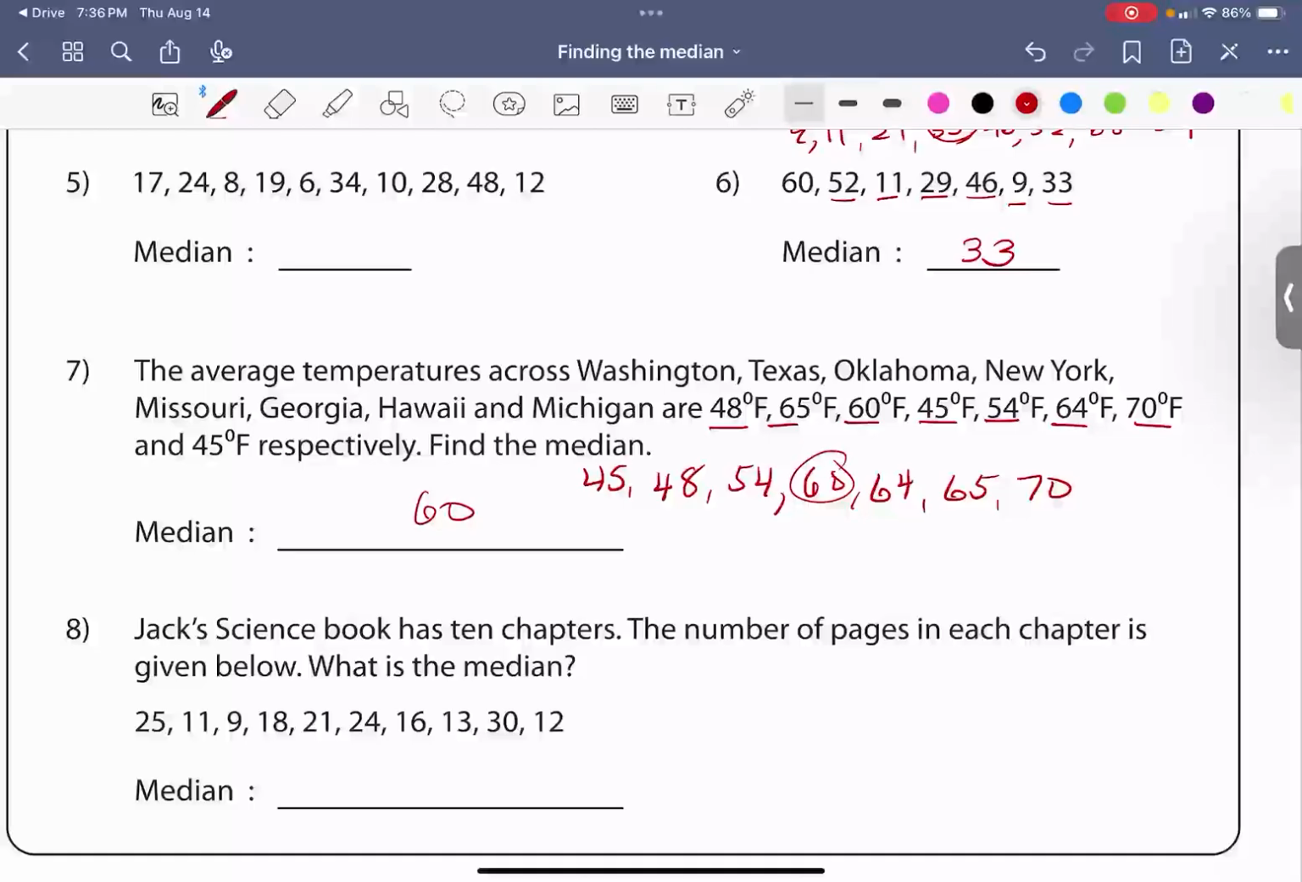So this is how you find the median in a set of numbers. Good luck.